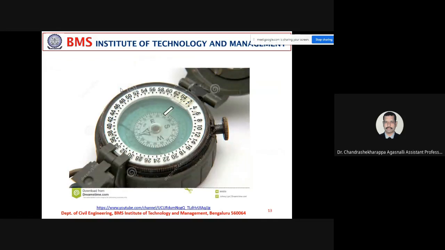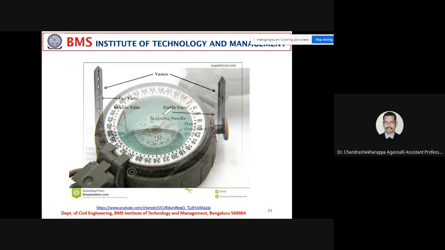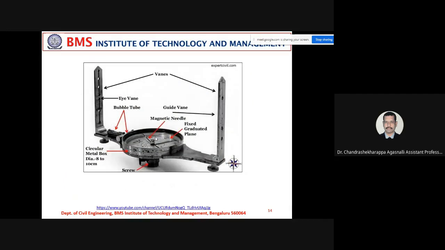This is how the prismatic compass looks. Right here, you can see east, west, and north, south. It always shows the north wherever you stand. This is the graduated circle which covers the degrees, and inside there is another circle. And here is the part of the prismatic compass which has the screws, where we are going to set it on a tripod. It is a circular metal box, 8 to 10 centimeter in diameter.